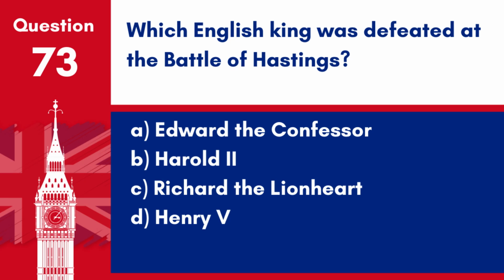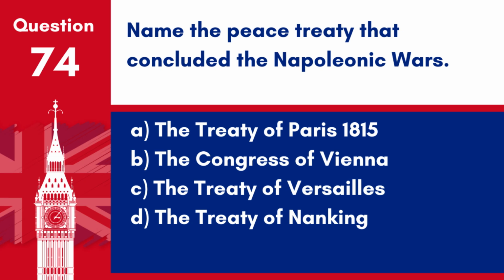Question 73. Which English king was defeated at the Battle of Hastings? A. Edward the Confessor. B. Harold II. C. Richard the Lionheart. D. Henry V. Answer. B. Harold II. King Harold II was defeated by William the Conqueror at the Battle of Hastings in 1066, leading to Norman rule of England.